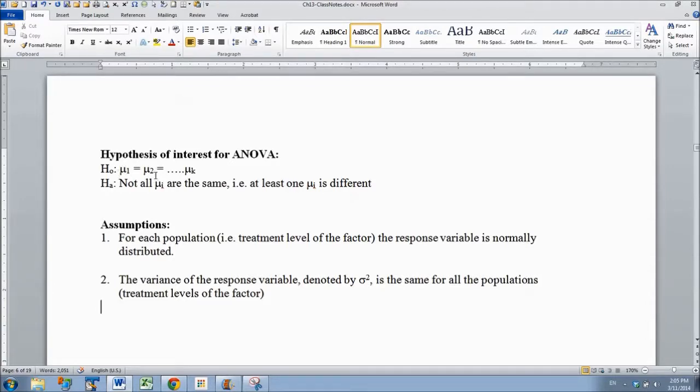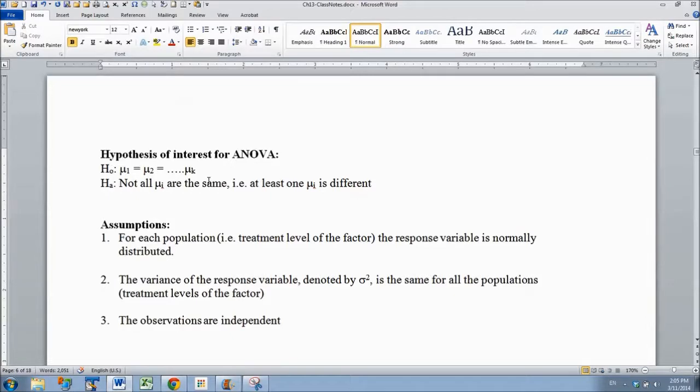The second assumption is that in each of these populations, the variance of the response variable, denoted by, for example, sigma squared sub 1 for the first population, sigma squared sub 2 for the second population, and so on, are all equal. So there is a common variance for all the K populations, and we can denote that with this notation, sigma squared. So that's the second assumption.